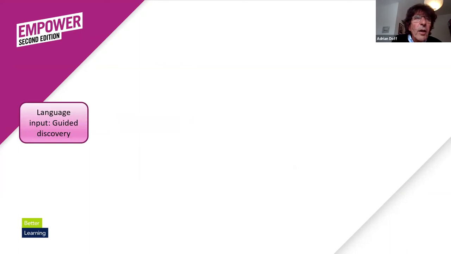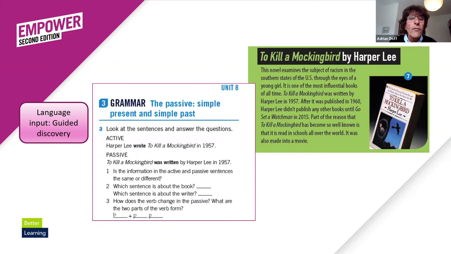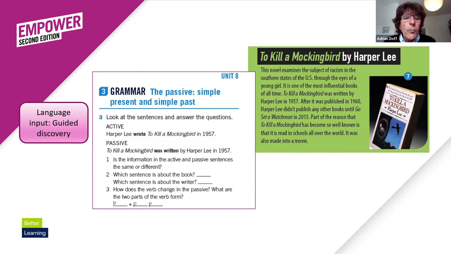So an example of how this can be done then is in presenting language through guided discovery, through not presenting language, but letting learners come to their own understanding. Here's an example from B1 level of Empower. As you can see, this is a short review of the book by Harper Lee, To Kill a Mockingbird. And this contains examples of the passive, the simple present passive and the simple past passive. And you can see here the presentation is in the form of concept questions, of guiding questions. So it follows this approach of guided discovery.